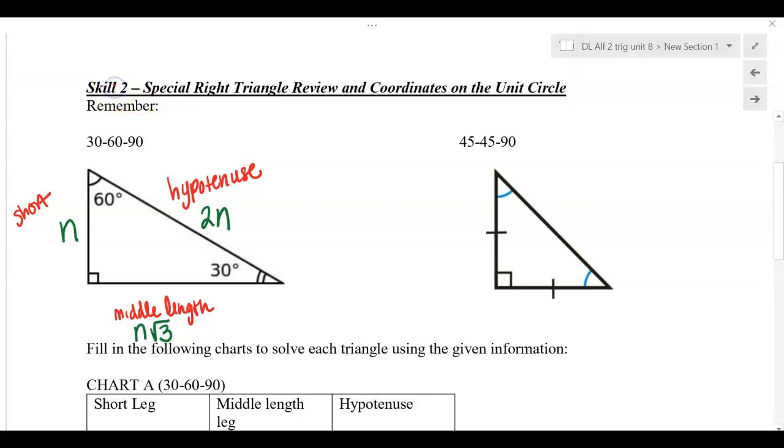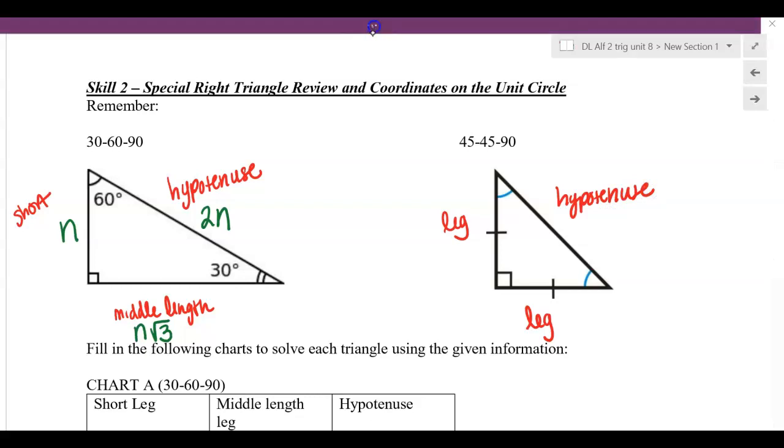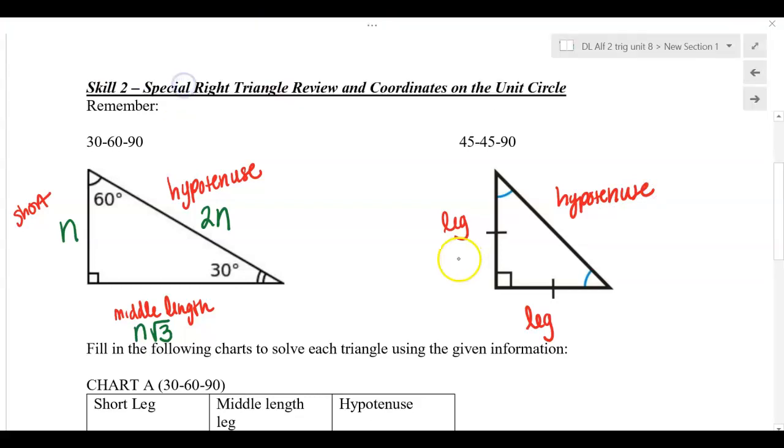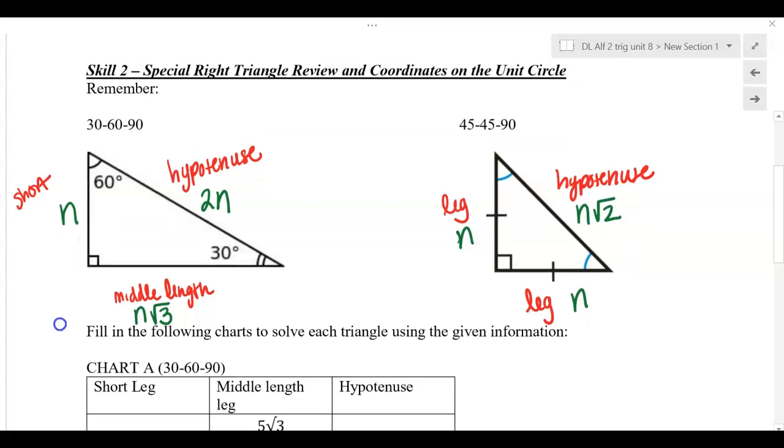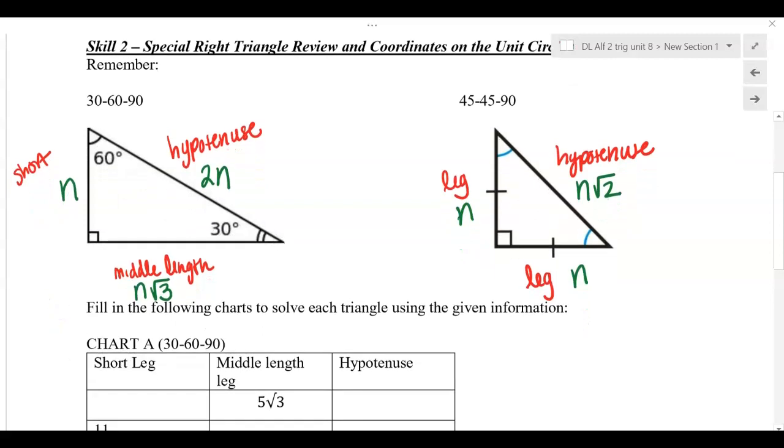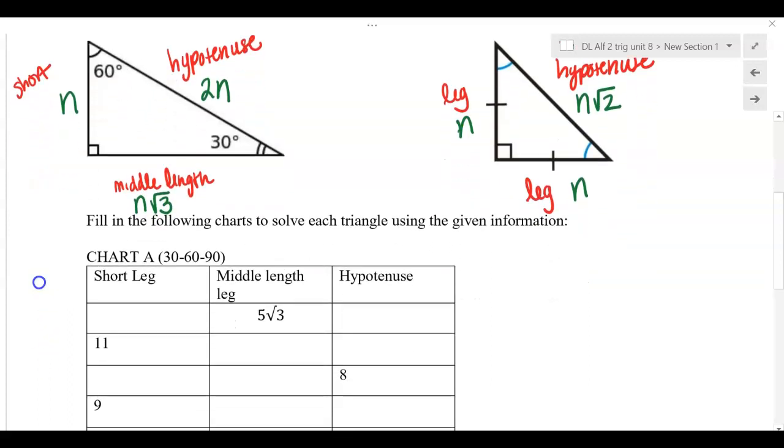For a 45, 45, 90, both the legs are equal, and then you have your hypotenuse. So in this situation, if you know one leg, then you automatically know the other. And the pattern that we found is that the hypotenuse is equal to the length of the leg times the square root of 2. So we have a chart down here that has one piece of given information and some others missing, like solving the special right triangle. We're just going to go through a couple of examples.